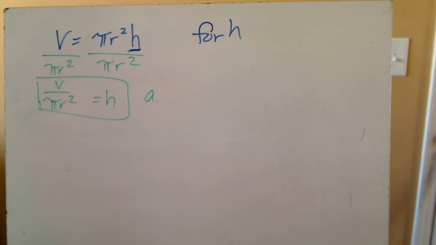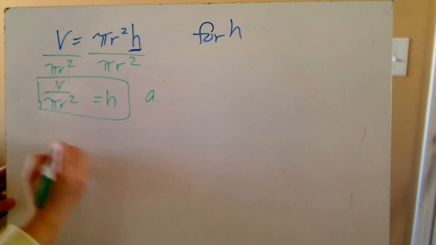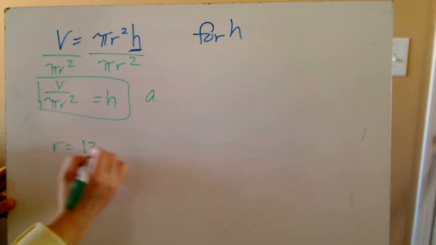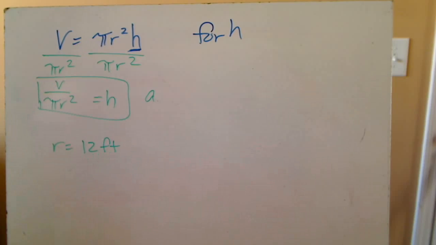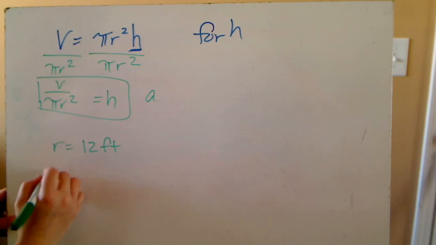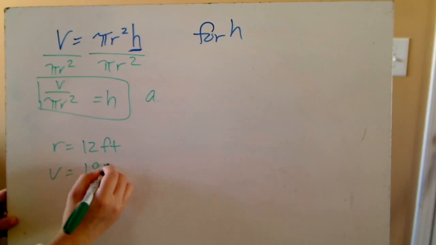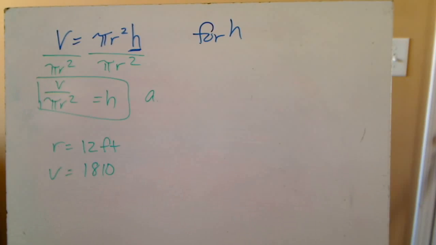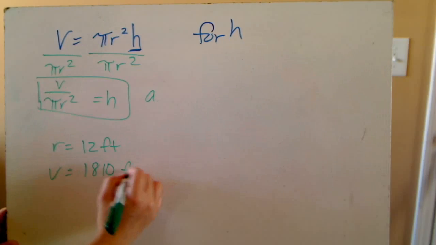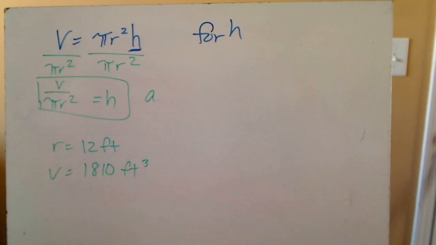Part B wants us actually to use this formula and to substitute some numbers in. It later tells us that the radius of this pool is 12 feet. And it tells us the volume is 1,810 cubic feet. So then we just take these two variables and we substitute them in our formula that we just solved for in part A, and then we should get the final answer.